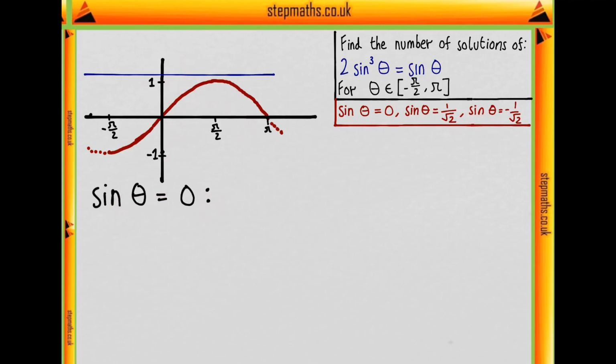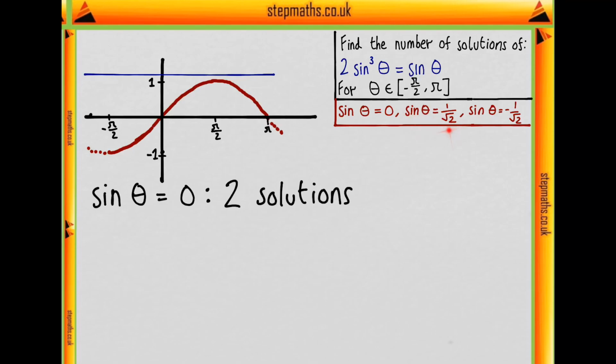So we'll start with sine theta equals 0. So that case is essentially when this happens. And you see here, we have 2 intersections. We have 2 because pi is in the range. And so this corresponds to 2 solutions.